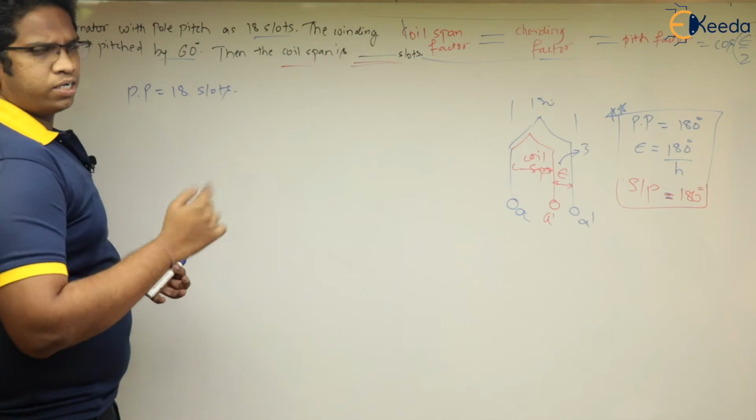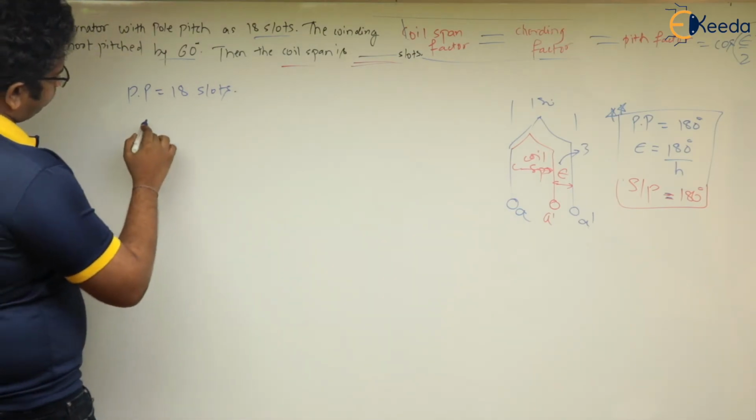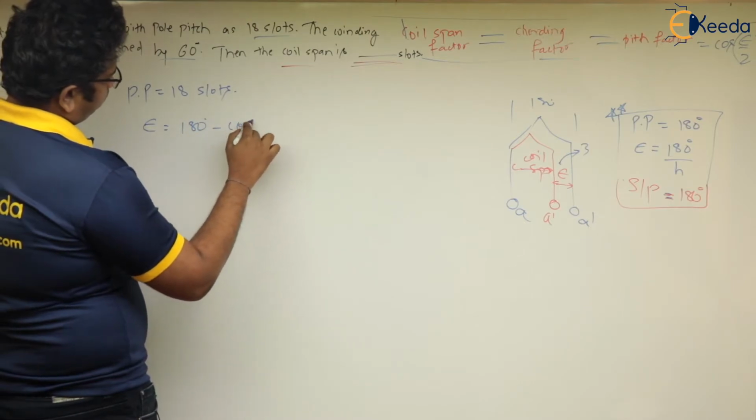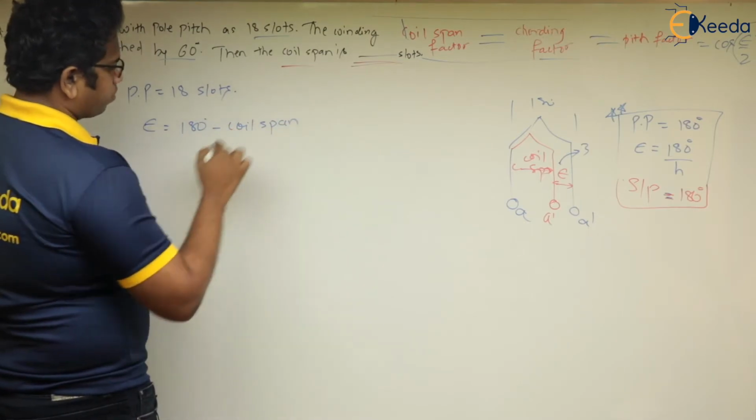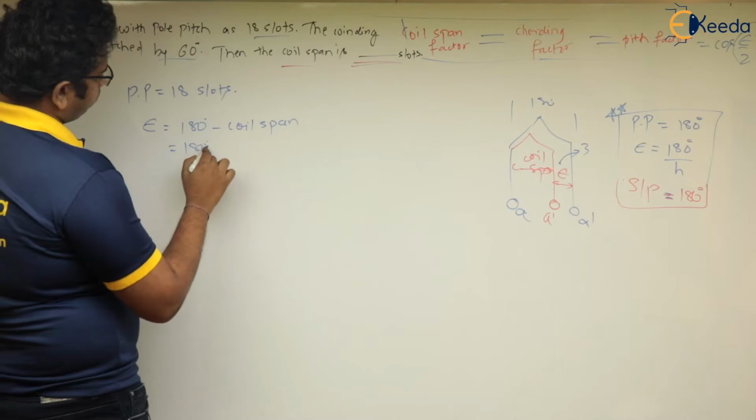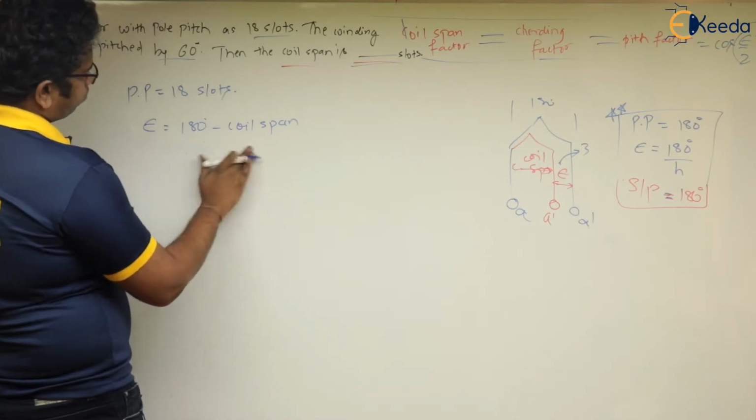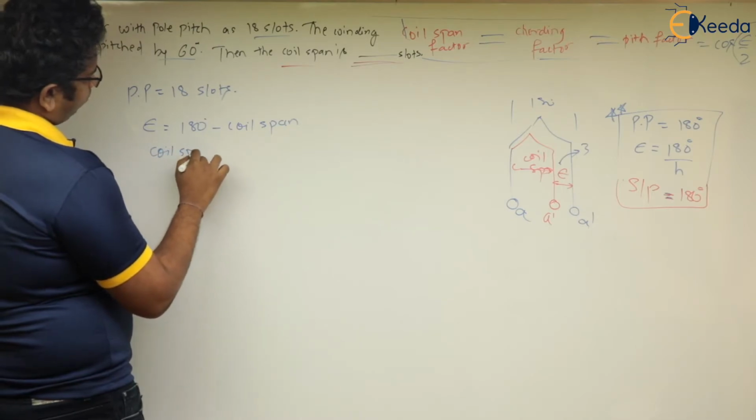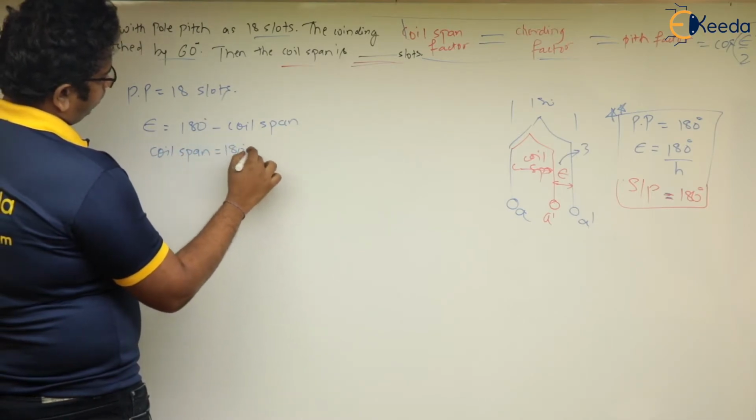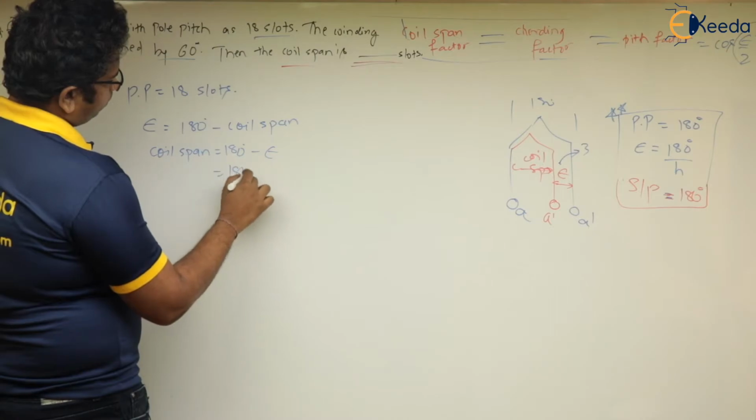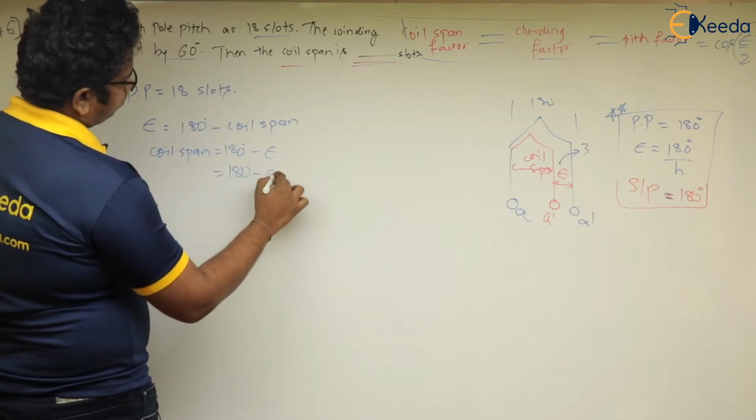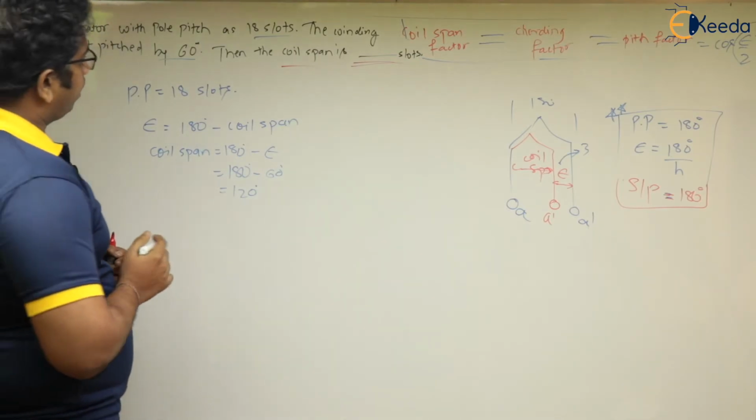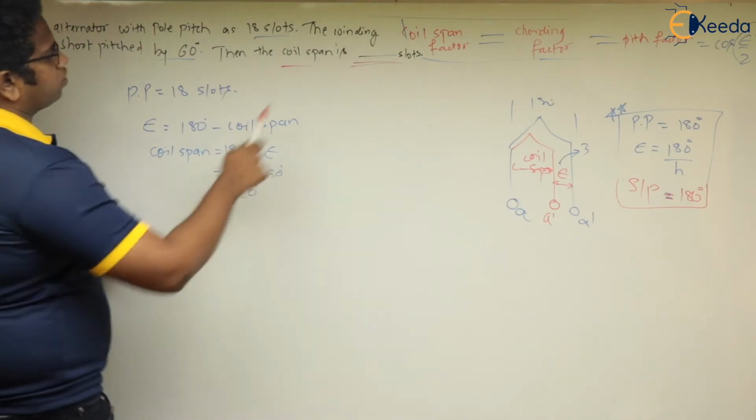So see, it is very simple. We know that this epsilon is going to be 180 degrees minus coil span. Now I need to find the coil span, so bring the coil span here. Coil span is equal to 180 degrees minus epsilon. 180 degrees minus epsilon, which is 60 degrees, so it is going to be 120 degrees. That is coil span.